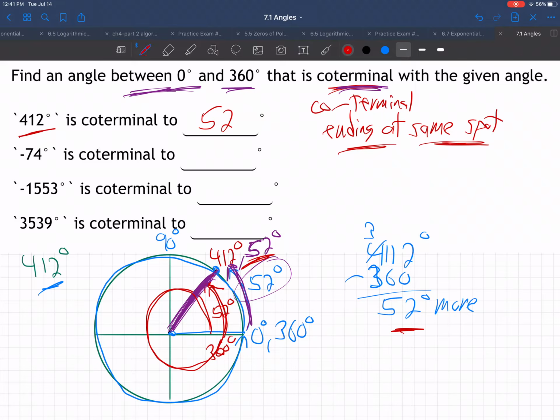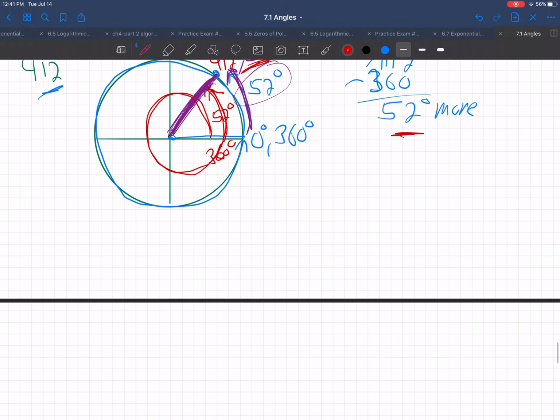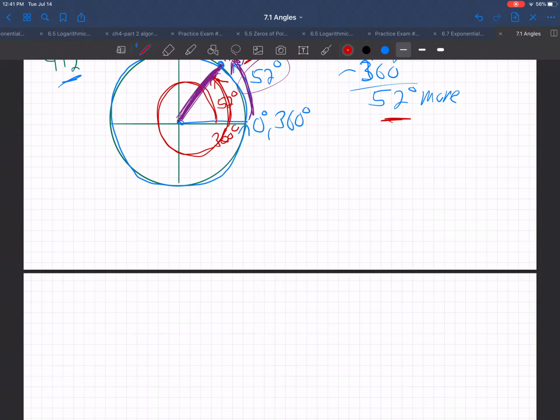Let's try the next one. How about negative 74 degrees? We want an angle that ends with negative 74, but they want an answer between 0 and 360. They want a positive answer. So let's come down here. Let's do negative 74.